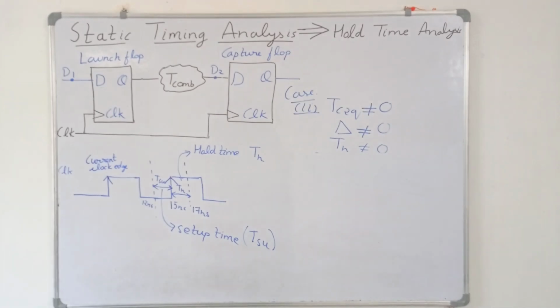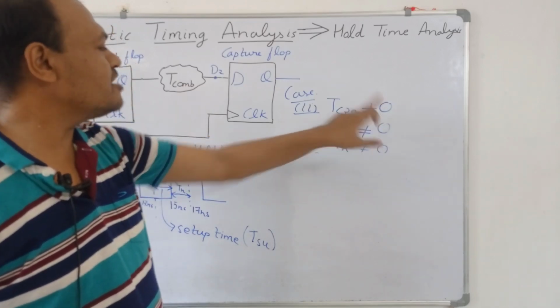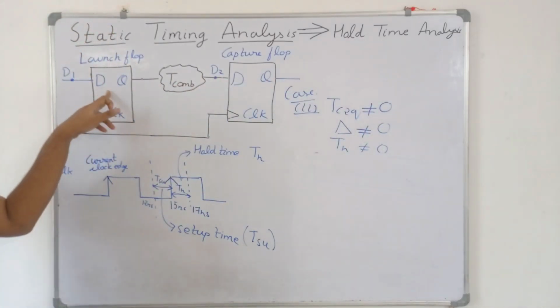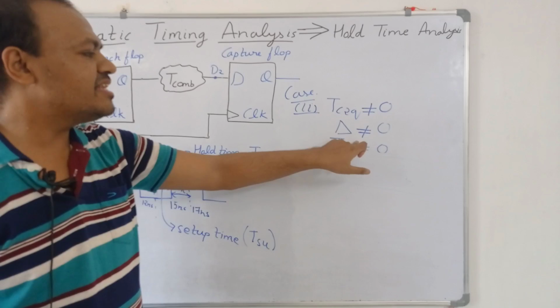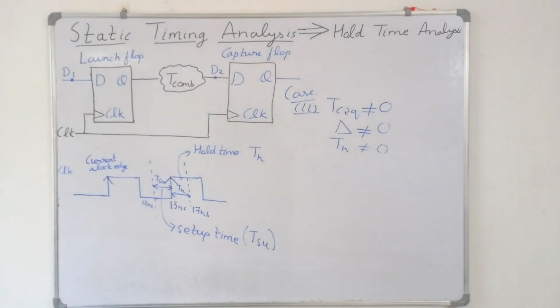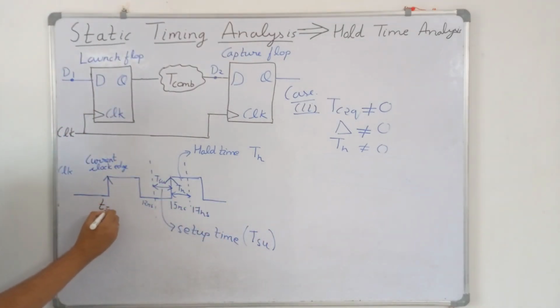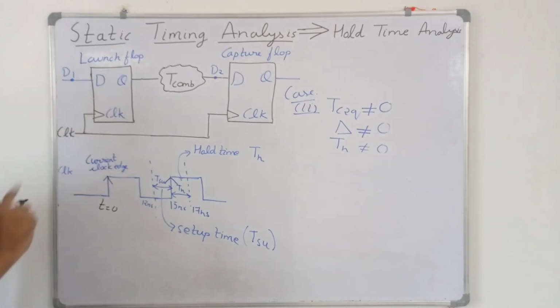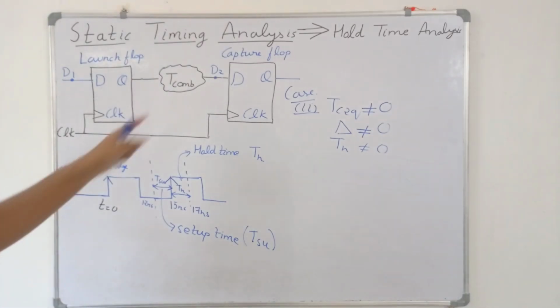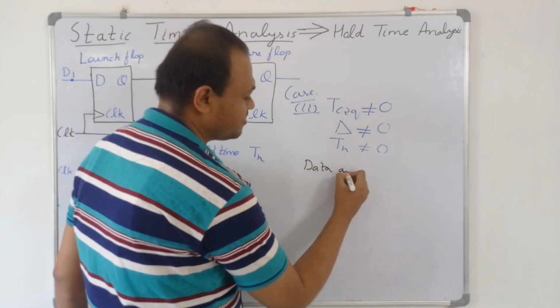Now consider this second case. In the second case, clock to Q delay is not equal to 0. So this will take a finite time to produce the output. The clock skew is also not equal to 0 and the hold time is also not equal to 0. So suppose the clock edge arrives at t equal to 0. Then what will be the data arrival time?